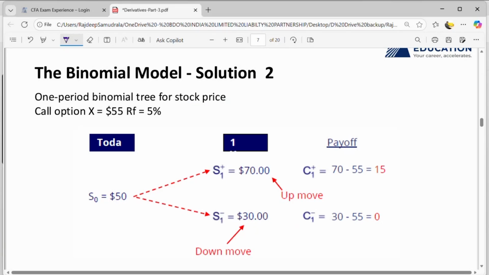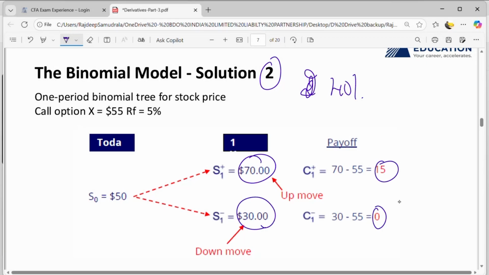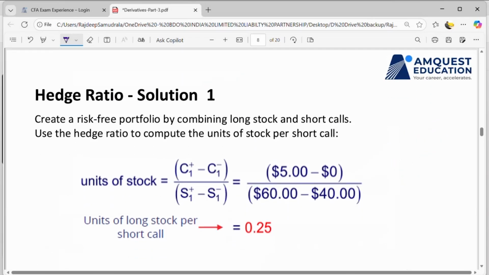So we have a one period binomial tree for stock price and we have a call option. Now this is solution 2, where we used 40%. See the answer: if the price is 70, then 15; if it is 30, then nothing. Right, the 15 is weighted by its probability, and you multiply by 1 upon 1 plus r, where we got the answer 14.29. Clear or not? Okay, so don't forget to do discounting.